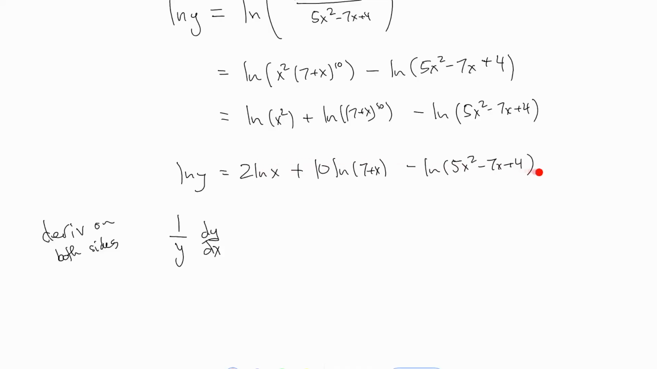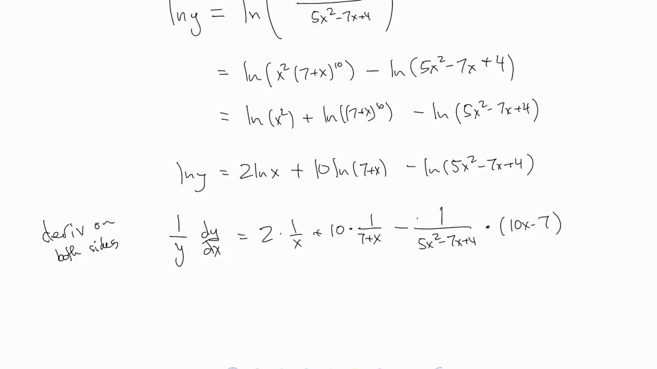And then the right-hand side, I take the derivative of all of those. Each one is just 1 over whatever. So the 2 ln x, the 2 stays like it is, but it's 2 times 1 over x. And then the 10 stays like it is, and then it's 1 over 7 plus x. Now we do need to use the chain rule here, but the derivative of the inside, the derivative of 7 plus x, is just 1, so it doesn't really matter in this one. It is going to matter in this one. The last one will be minus 1 over this business, and then the chain rule says I multiply times the derivative of the inside, which is 10x minus 7 in this case.